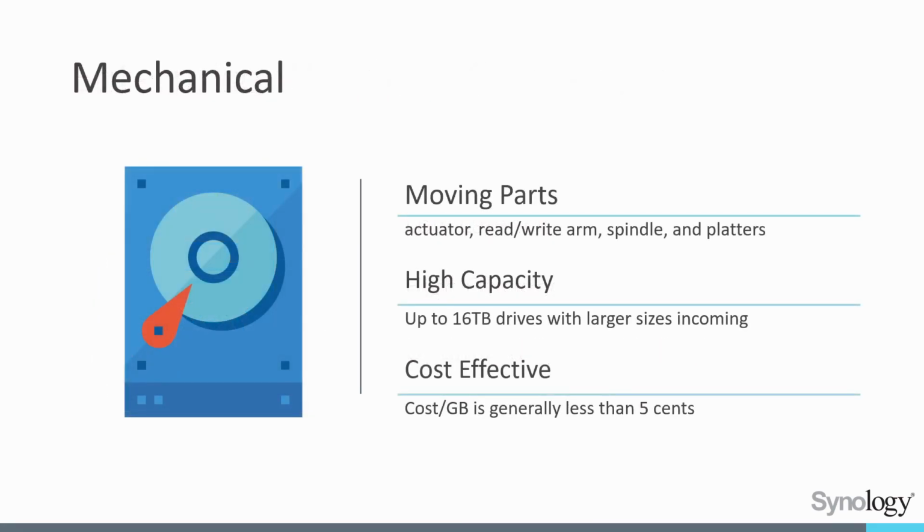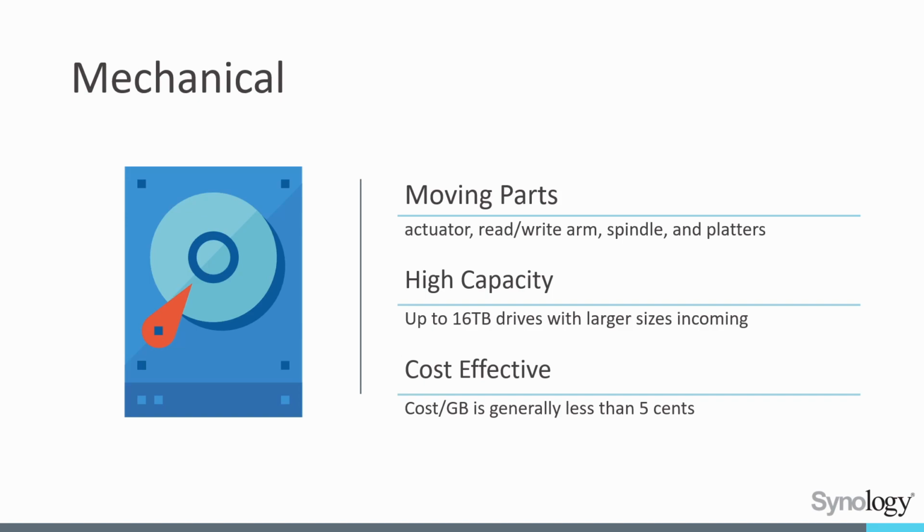When we talk about mechanical drives, of course, we're talking about moving parts in the device itself. You have different portions of the drive like the actuator, the read-write arm, spindles, and also the platters where your actual data is stored on the drive. So because we have these moving parts, you actually have a bottleneck because of seek time for this arm to read across the platters and things like that as well.